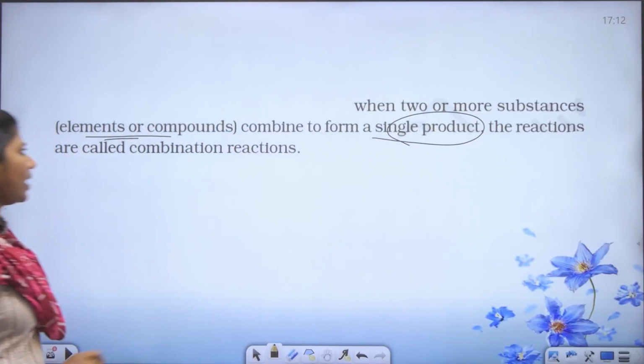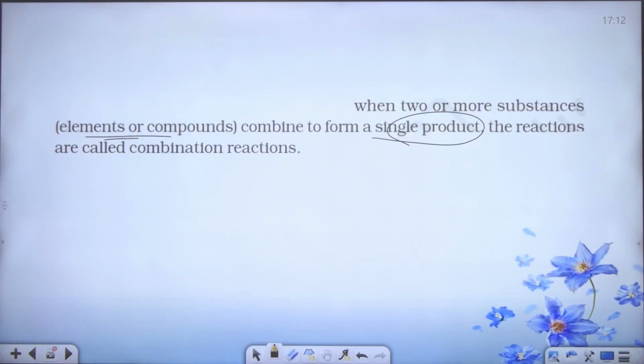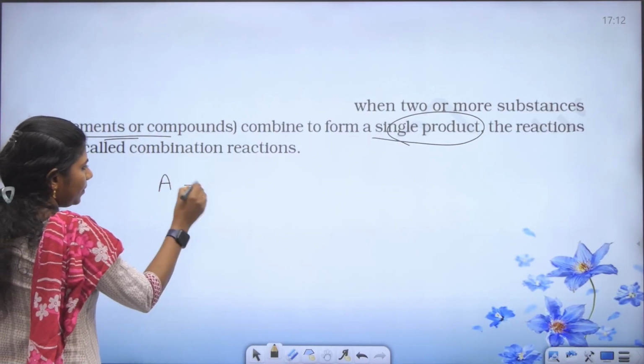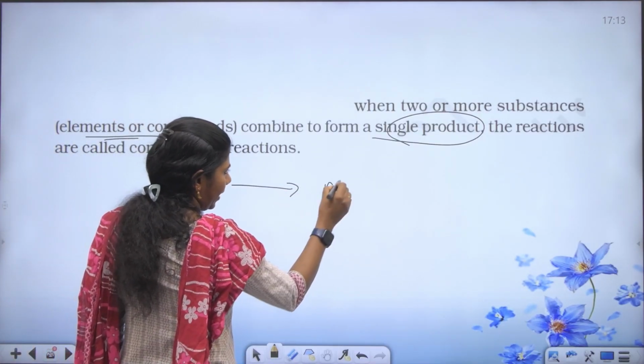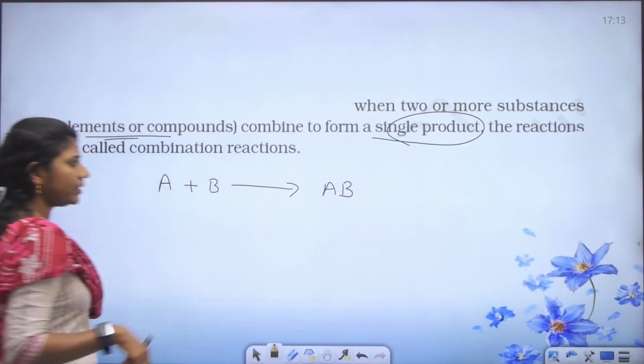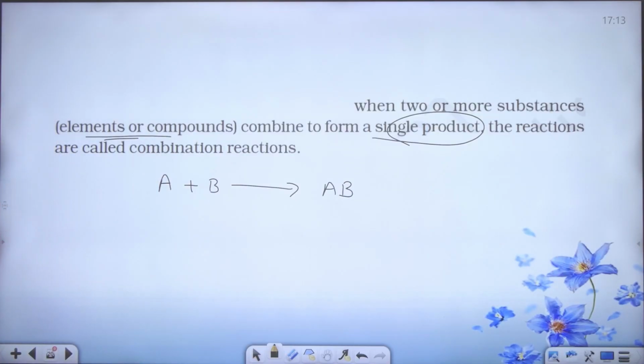The reactions are called combination reactions. When two or more substances, like elements or compounds, combine to form a single product, the reaction is called a combination reaction. A plus B combine to form a single product, AB. This type of reaction is called a combination reaction.